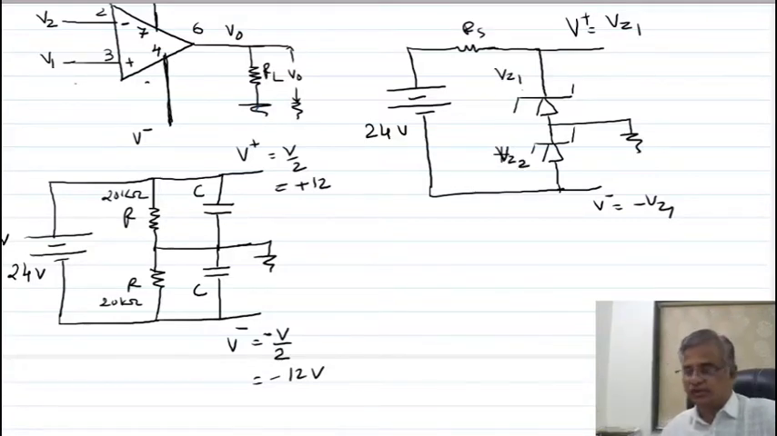Meaning the breakdown voltage of this zener is VZ1, and the breakdown voltage of this zener is VZ2, and this is your ground line. So you can get these two power supplies this way also.